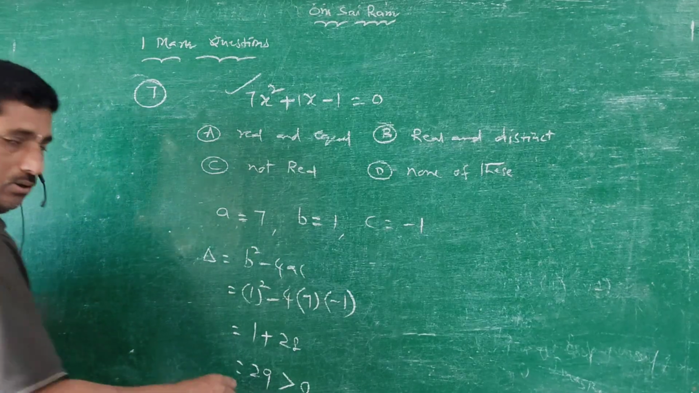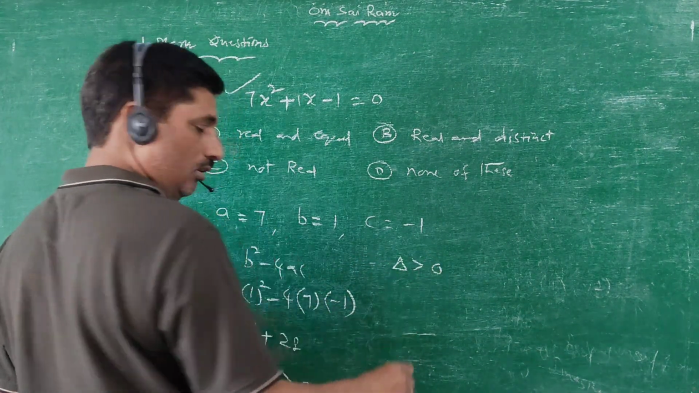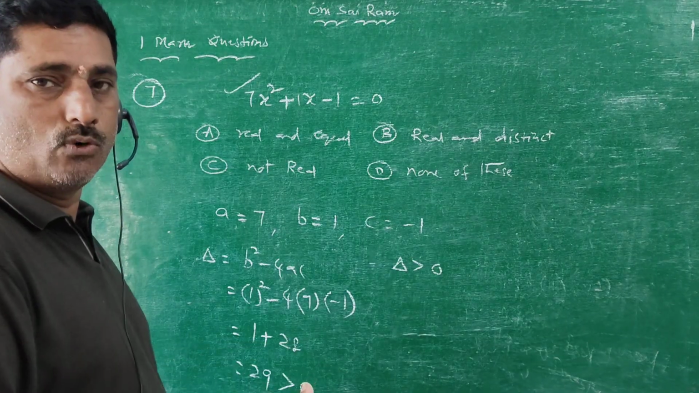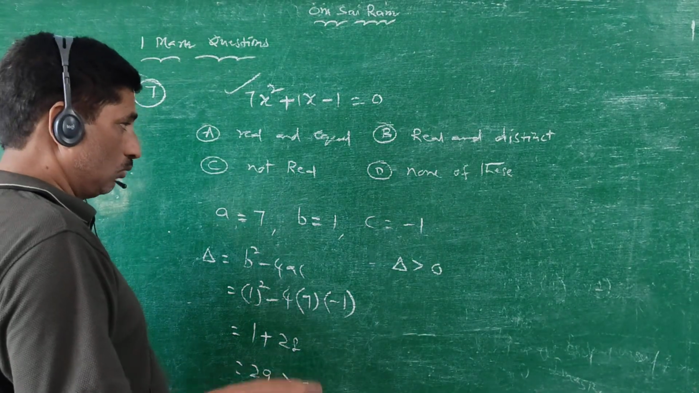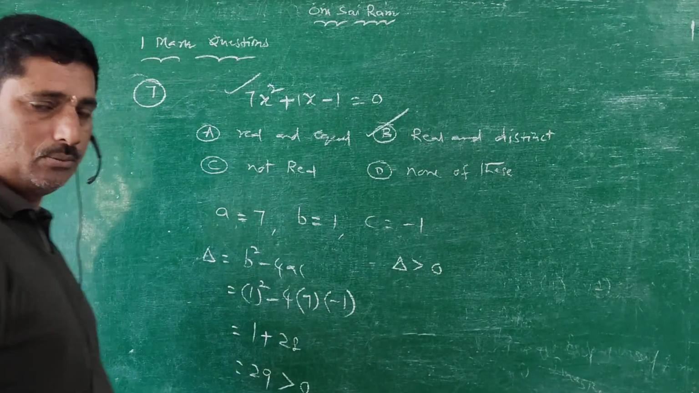Is it positive? No, greater than 0. If the delta, I mean b square minus 4ac, is greater than 0, the roots are real and distinct. Which option is the correct option? Option B is the right option.